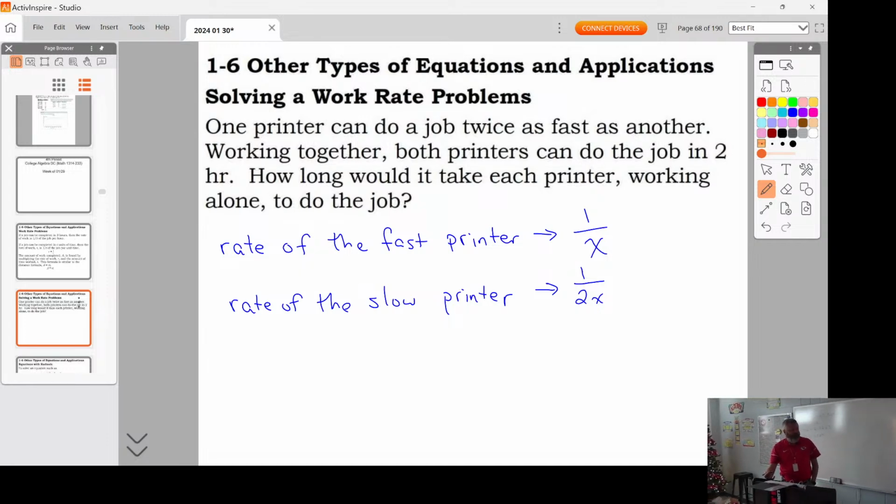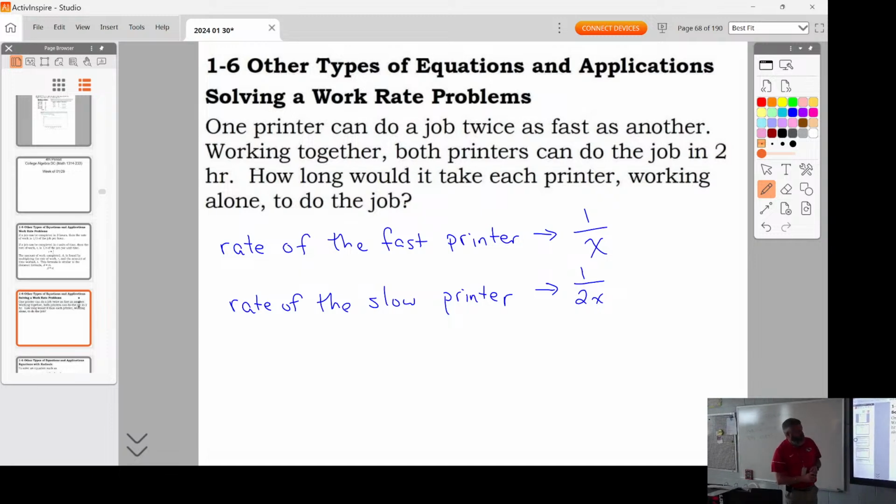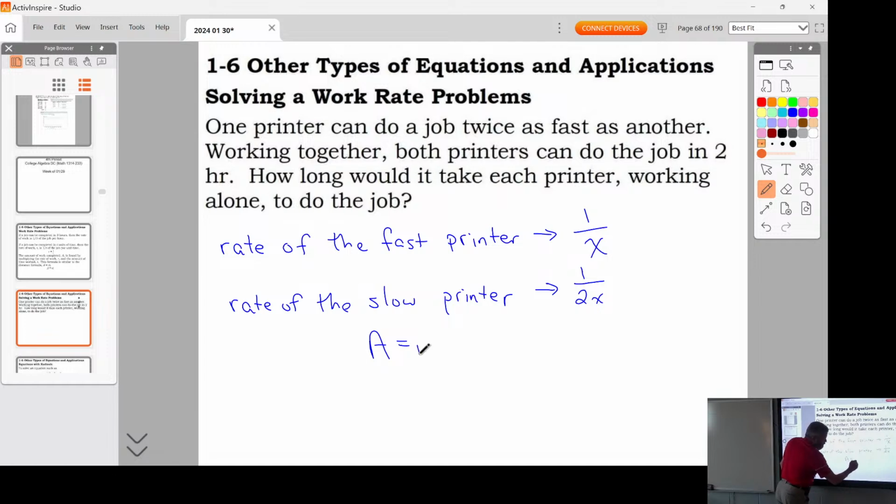So how would you determine the speed of the two printers working at the same time? Add them together, right? We're both going to work together. We're going to work at a certain amount of time. Okay, the question says, how long would it take each printer working alone to do the job? How many jobs are we talking about doing? One job. So if we start with our A equals RT.